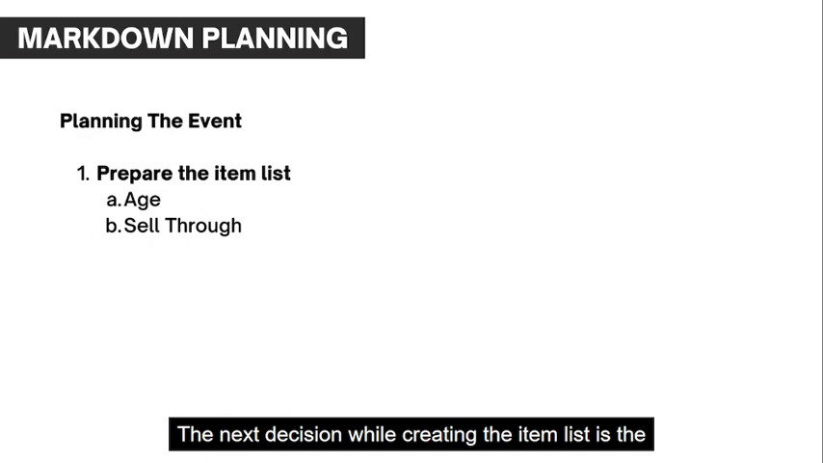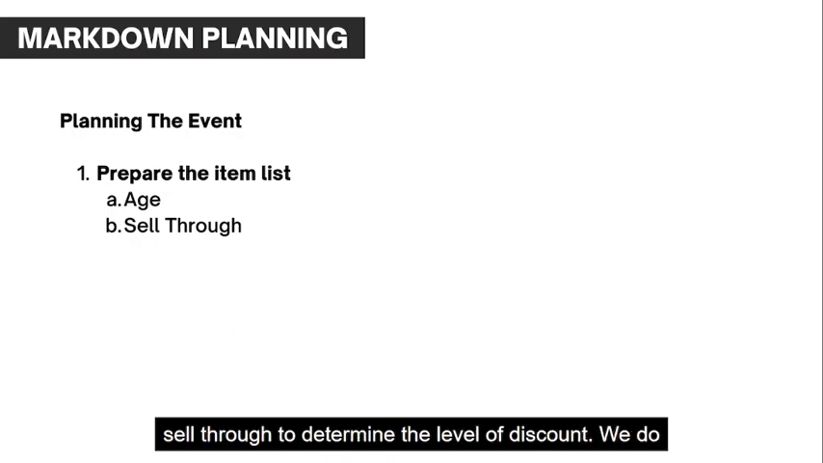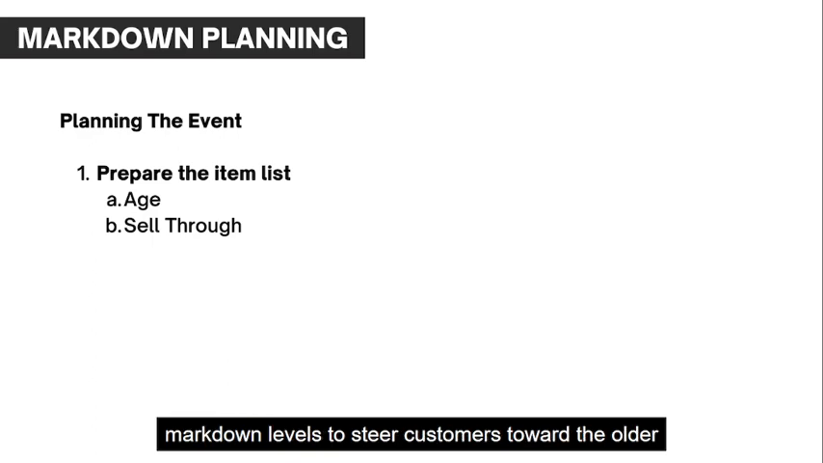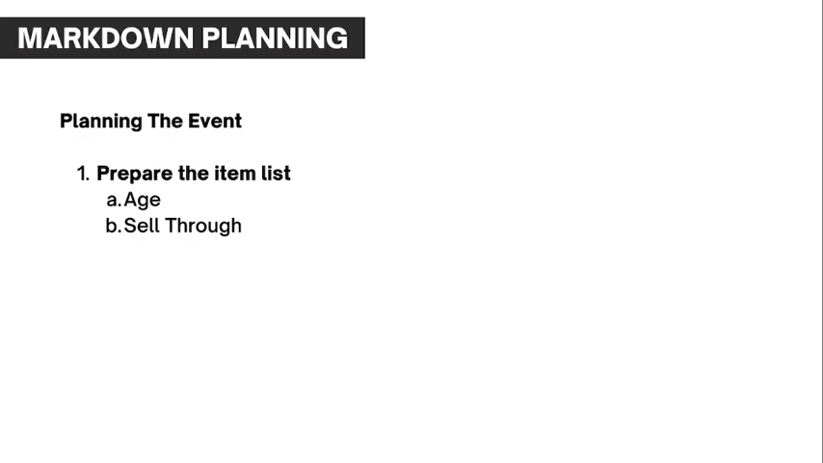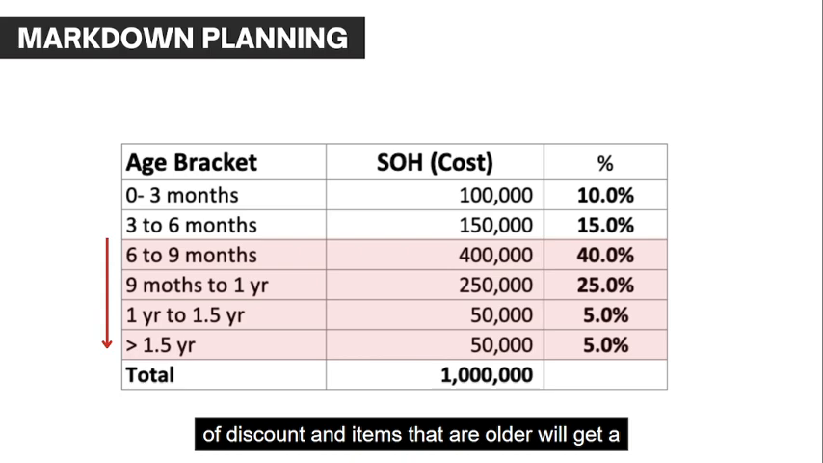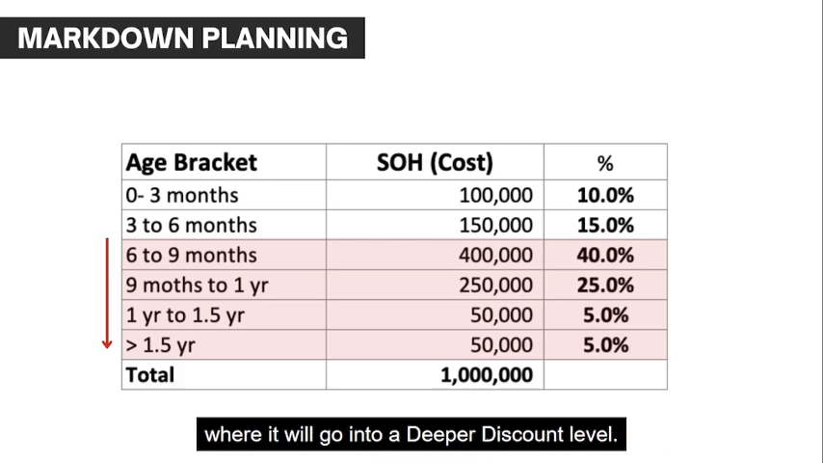The next decision while creating the item list is the level of discount of each item. Here, also we will depend on the age and sell-through to determine the level of discount. We do not put a flat discount level on all items that will go on sale. Instead, it's better to use markdown levels to steer customers toward the older items and items that have not been performing. Items that are newer will get a lower level of discount, and items that are older will get a higher level of discount. That's because the newer items will get another chance at the next markdown event, where they will go into a deeper discount level.